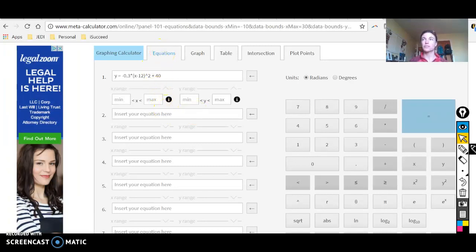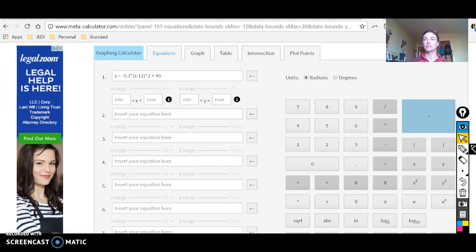And so the first equation that you are asked to graph is C of t equals negative 0.3 times the quantity t minus 12 squared plus 40. So in order to use the graphing calculator, you have to put it in terms of x and y. Okay, y will always be your dependent variable and x is always your independent variable. And so your dependent variable is going to be that C of t, where your independent variable is your t.